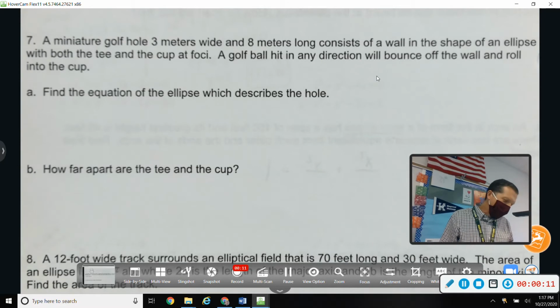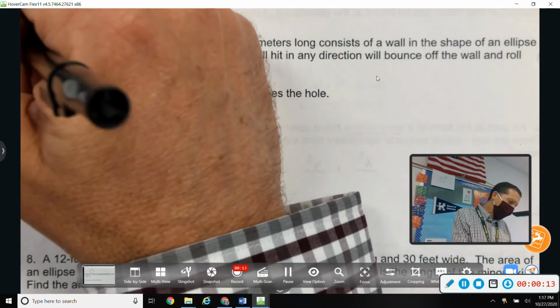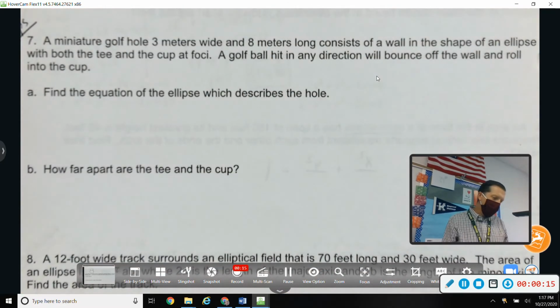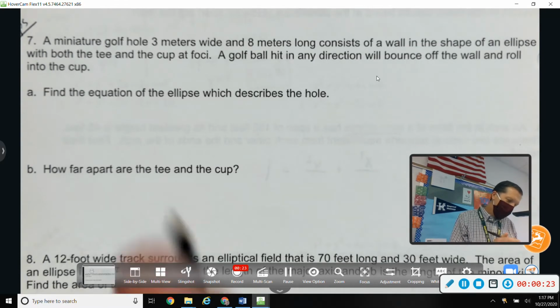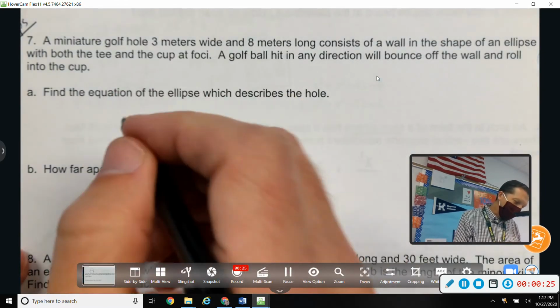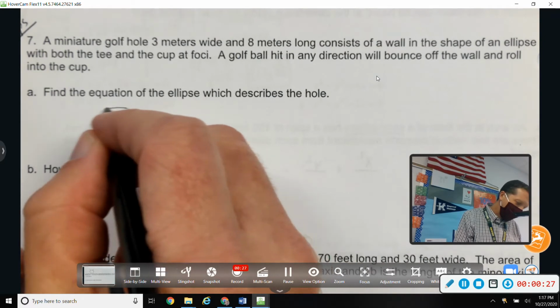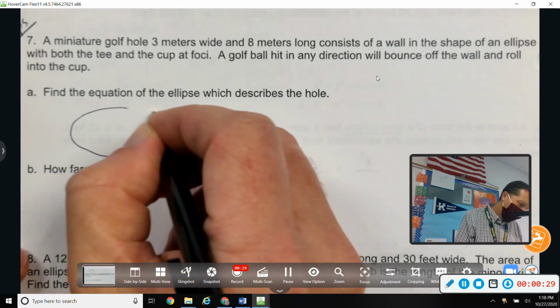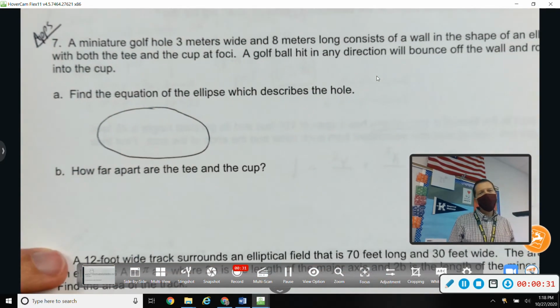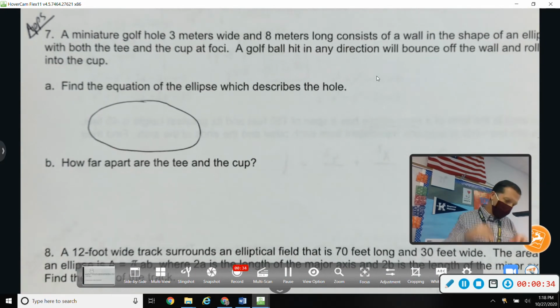Number 7 on the applications worksheet. A miniature golf hole, 3 meters wide and 8 meters long, consists of a wall in the shape of an ellipse, with both the tee and the cup at the foci. Okay, there's my golf hole, like the top view of it.